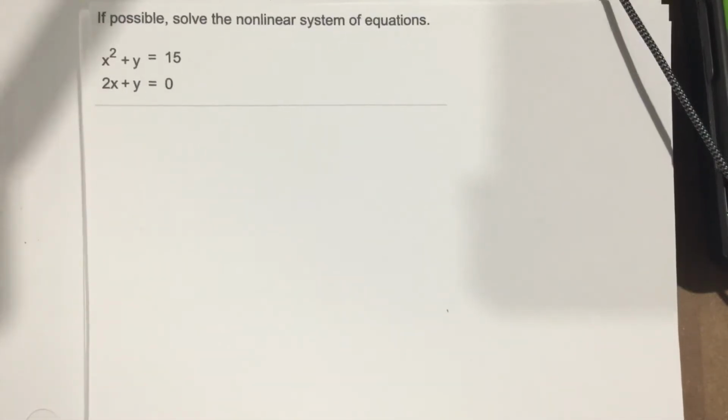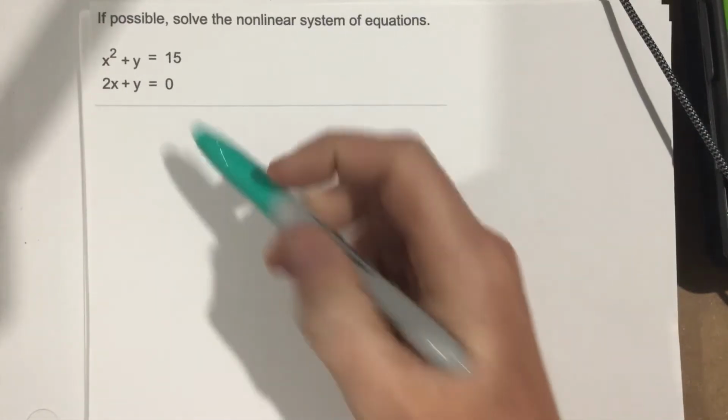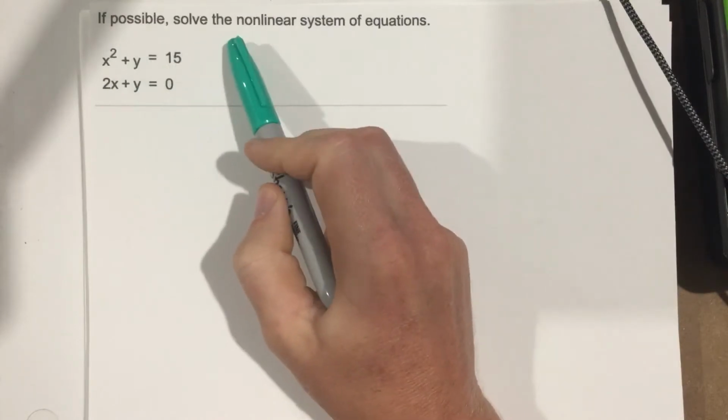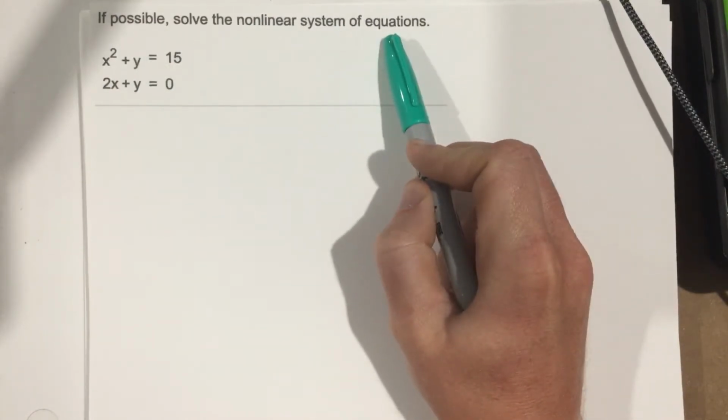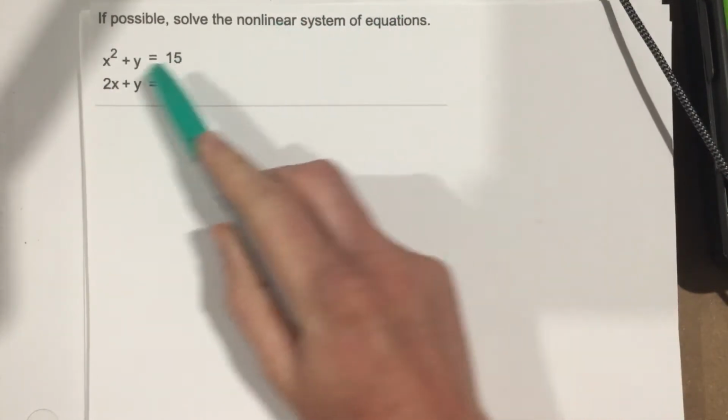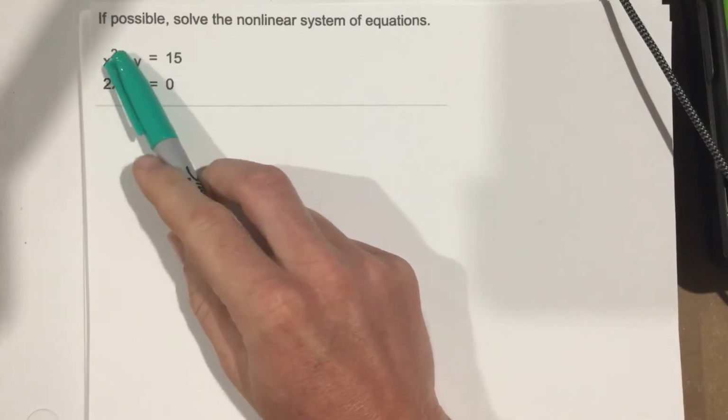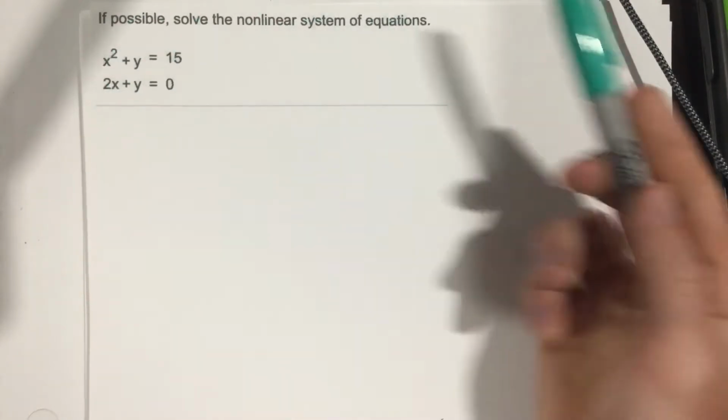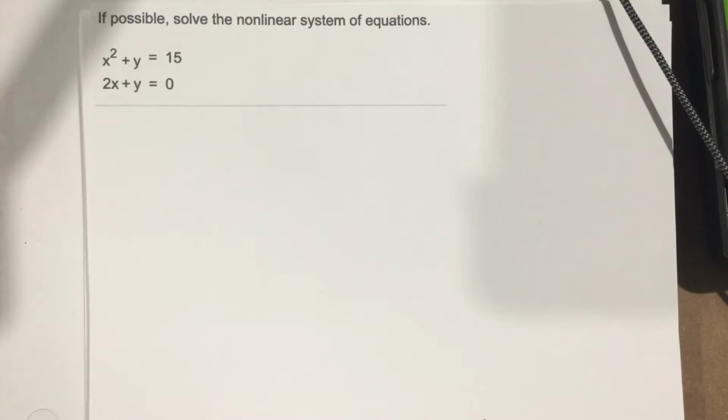This is problem number 1 from section 9.1. In this problem they say, if possible, solve the nonlinear system of equations. Now we know they're nonlinear because in this equation here, we obviously have an x squared term. It's a nonlinear system.